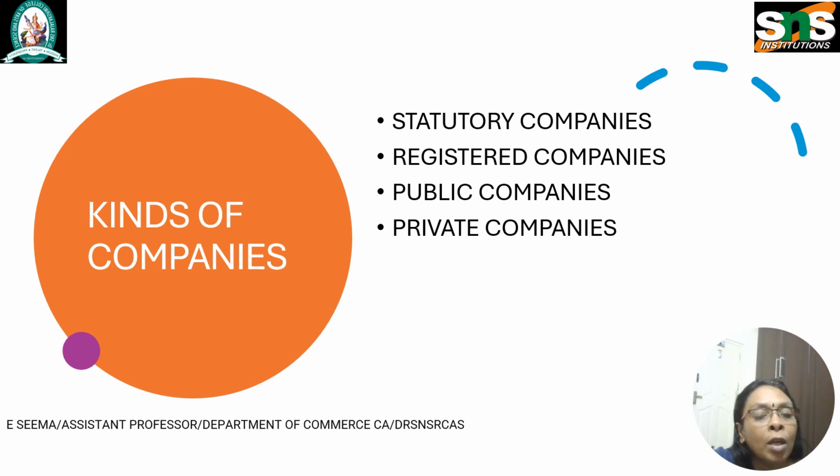So, next one is about public companies. Public companies are companies which are not private companies, and the next one is about one person company.